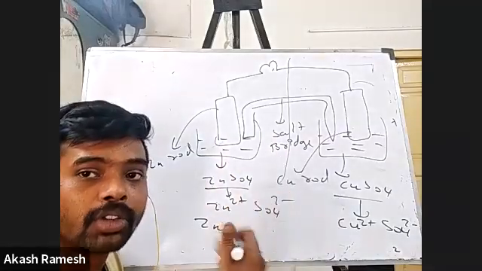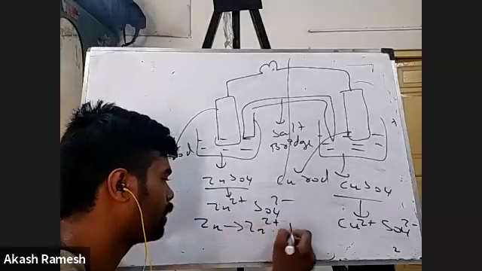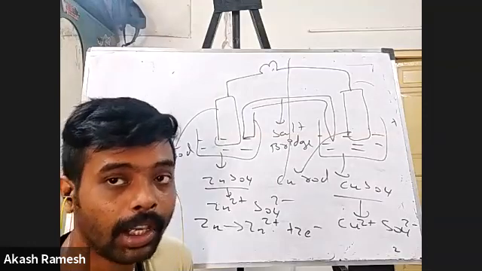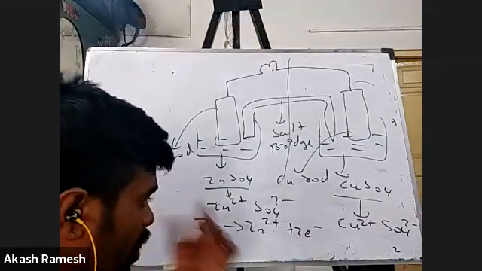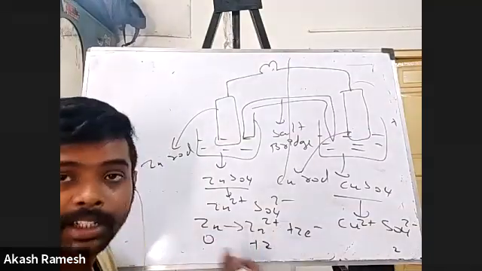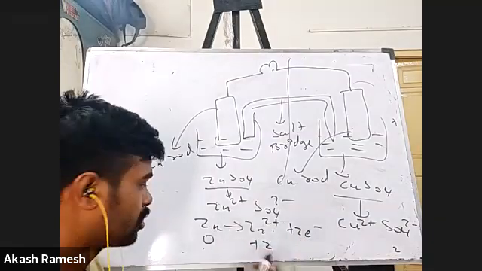Okay, so I know zinc is more electropositive, so zinc will form the positive ion. So zinc will form Zn2+ by removing 2 electrons. Obviously, this is oxidation, is it not? 0 to +2. You see that increase in oxidation number, or in terms of electrons lost, you can say that this is oxidation.